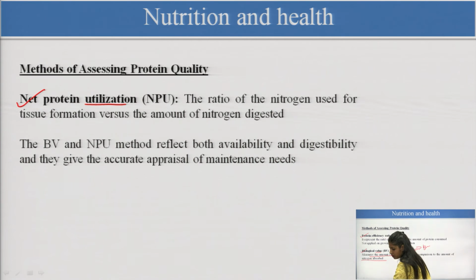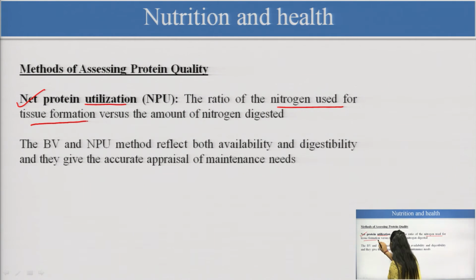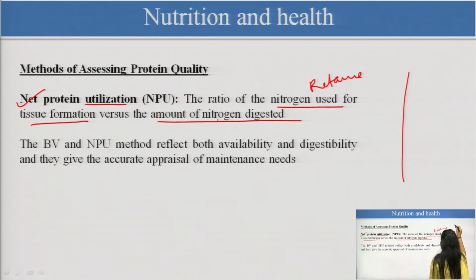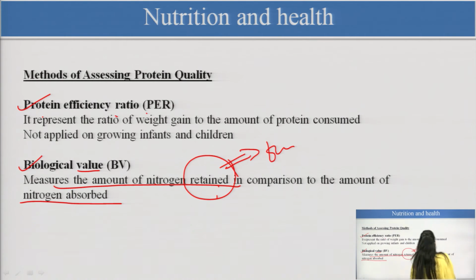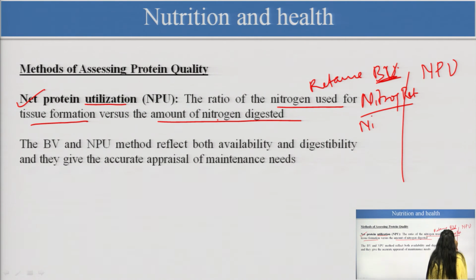Now, in the net protein utilization we are taking the nitrogen used for tissue formation versus the nitrogen which is digested. Tissue formation means whatever nitrogen is retained, and we are taking in comparison the nitrogen digested. So, I will tell you the difference between biological value and net protein utilization. In biological value we are seeing nitrogen retained to the nitrogen absorbed.